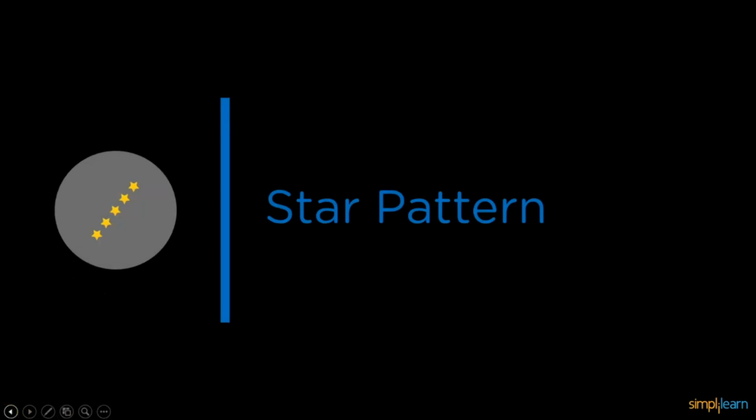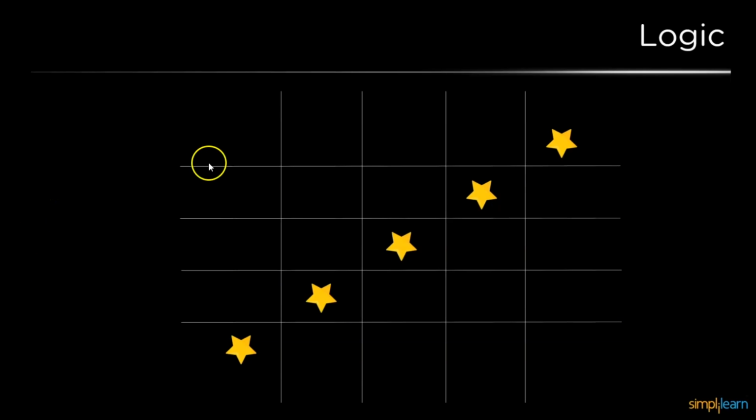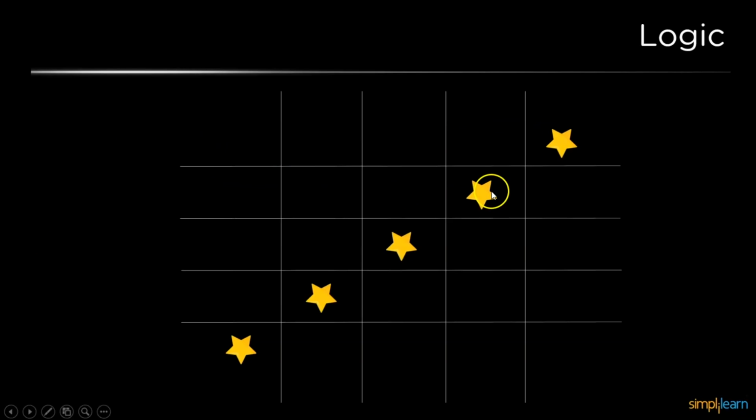Up next we have the right diagonal star pattern. Let's understand the logic. Here first we have 4 spaces, then 1 star, followed by 3 spaces, 1 star and then a space, and in the third row we have 2 spaces, 1 star and 2 spaces, and so on. In order to print a right diagonal star pattern, let's understand the logic behind it.